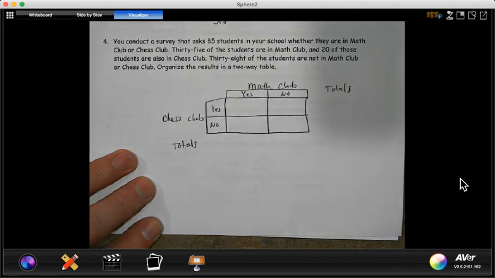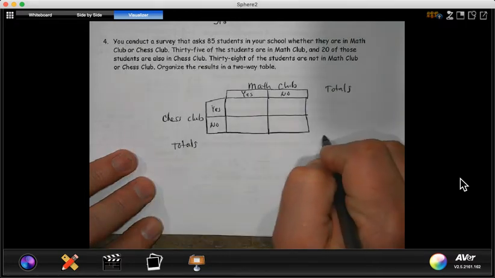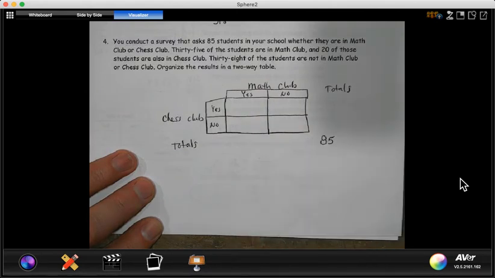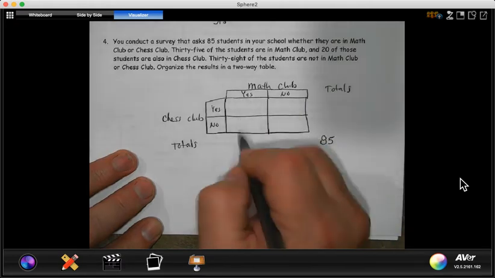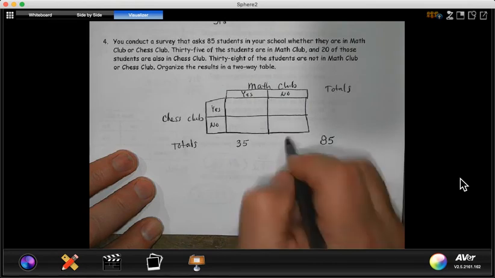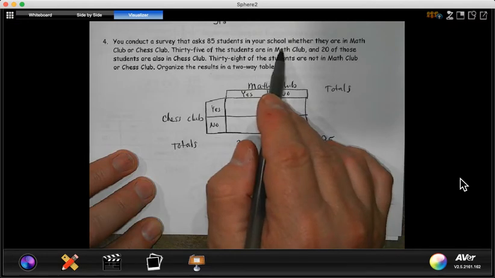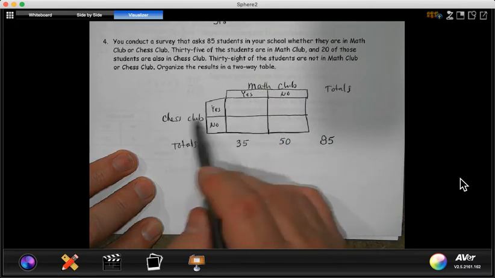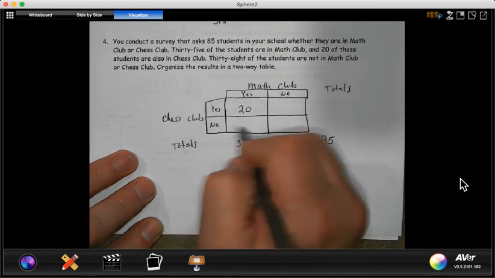All right, let's fill in some numbers that we know. So you conduct a survey that asks 85 students. So the total survey is 85. So all my rows and columns have to add to 85. 35 of the students are in math club. So math club, yes, these total to 35. That means there's 50 no's. 20 of the math club students are also in the chess club. So yes to math club, yes to chess club is 20. That means yes to math club, no to chess club is 15.